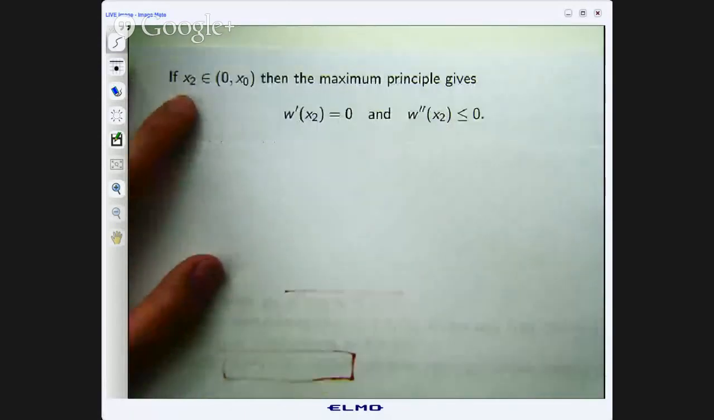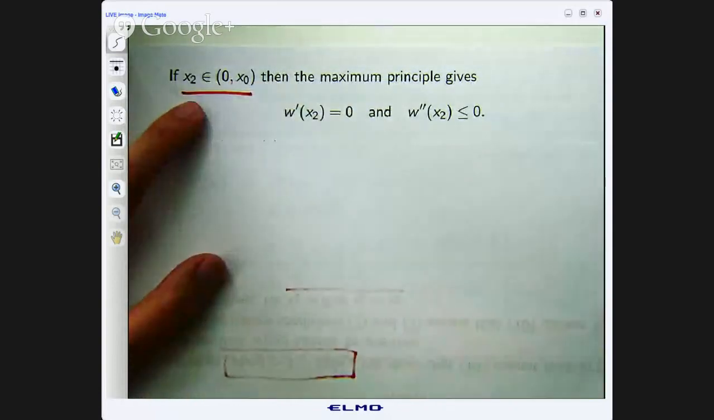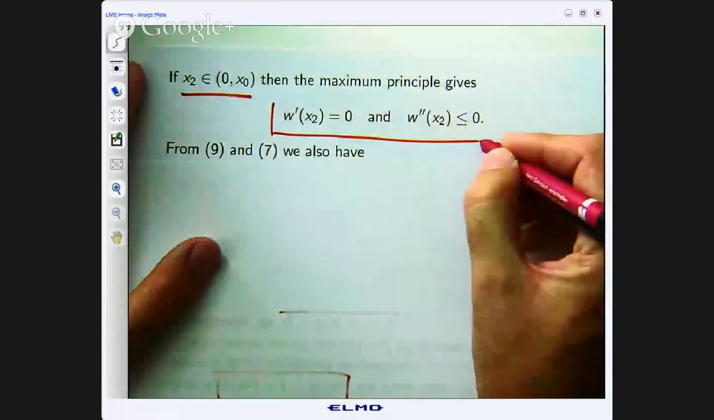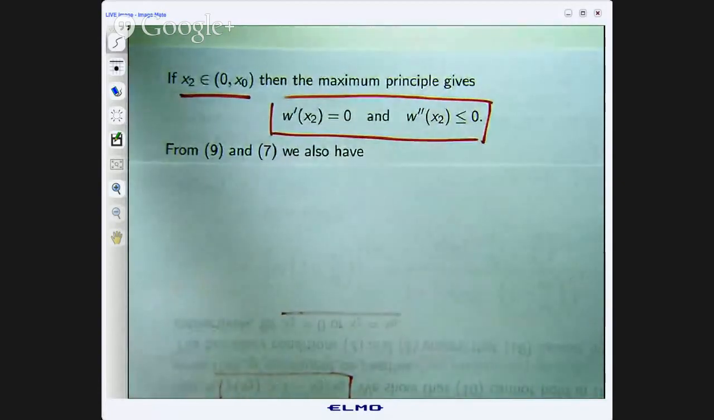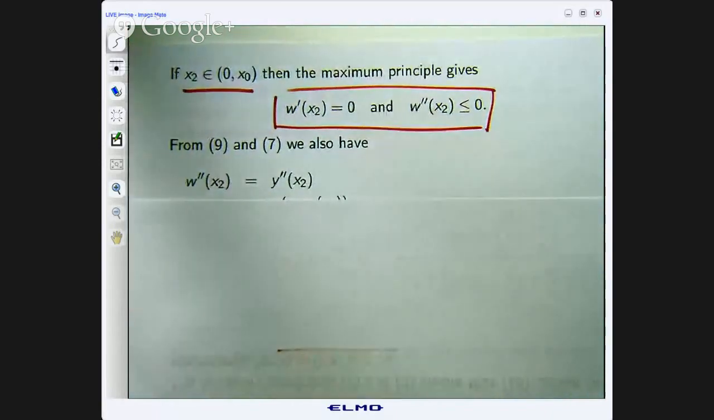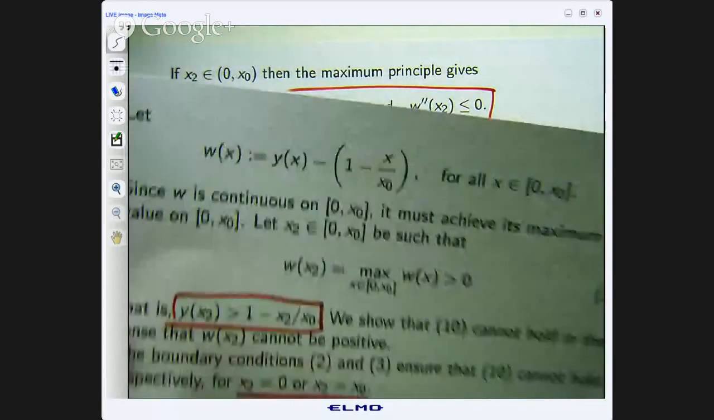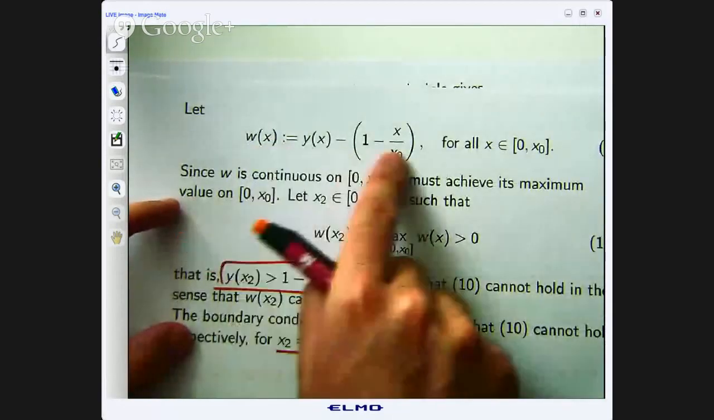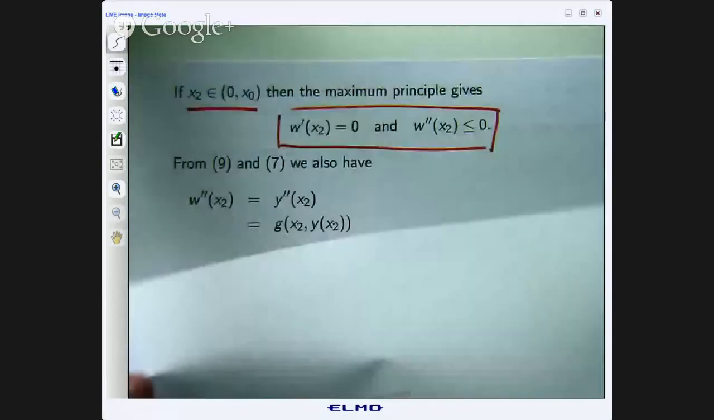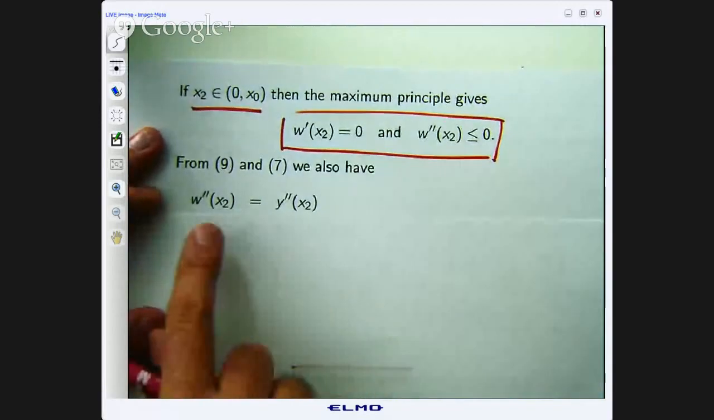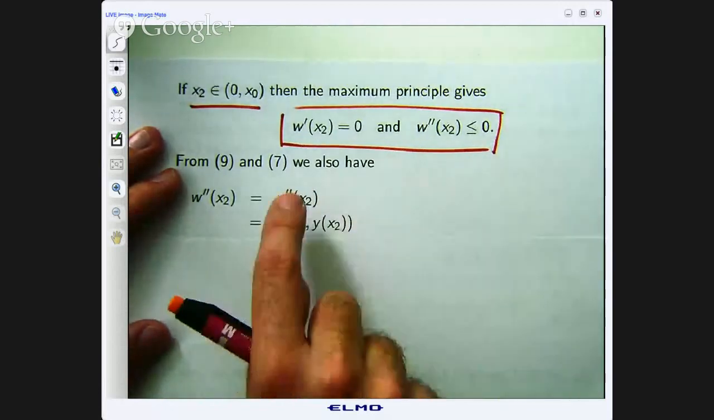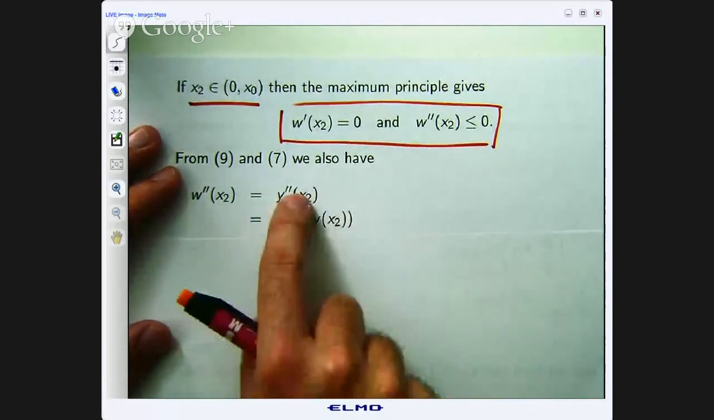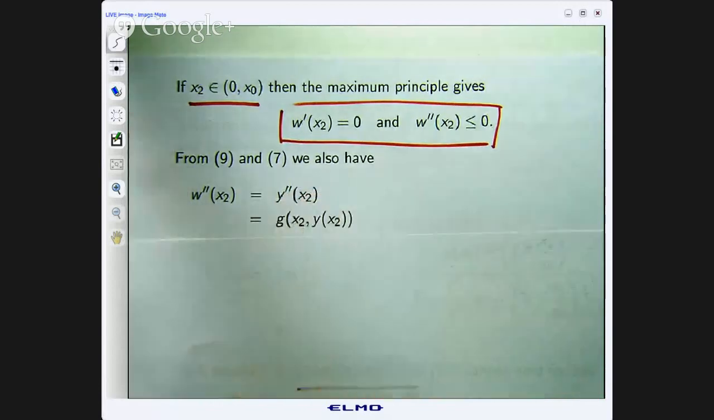So now, if x2 lies in the interior, we know from the basic maximum principle that the derivative is 0 at x2 and the second derivative is less than or equal to 0. Okay, so what we're going to do now is take this, differentiate both sides twice, that'll disappear, and evaluate it at x2. So we get this equals this, because the line part has disappeared. Now remember, y is a solution, so we can replace y double prime with g, where g is the modified function.